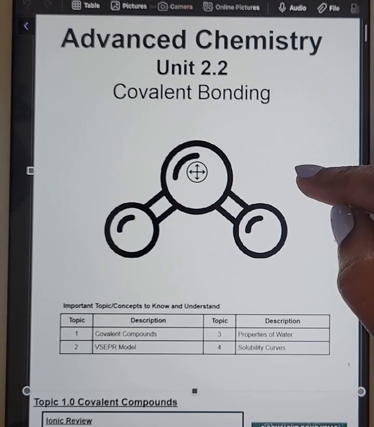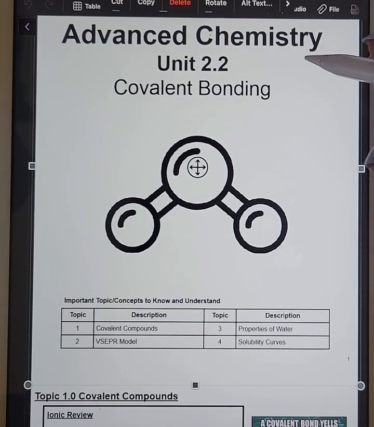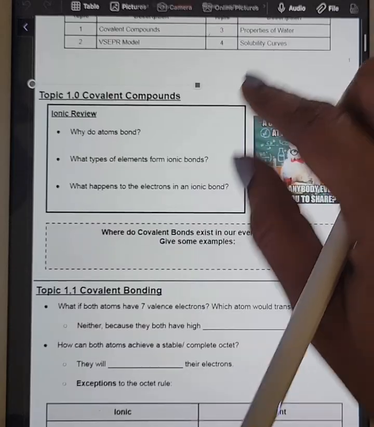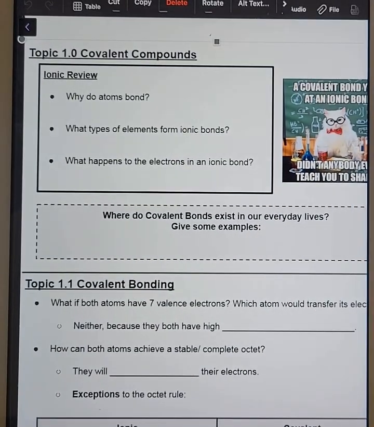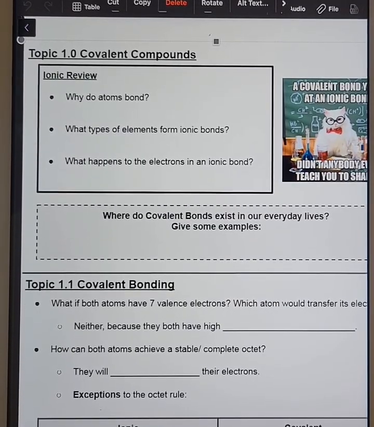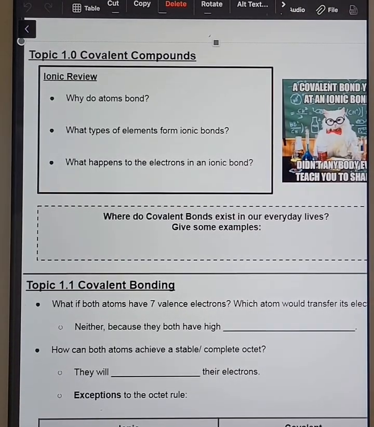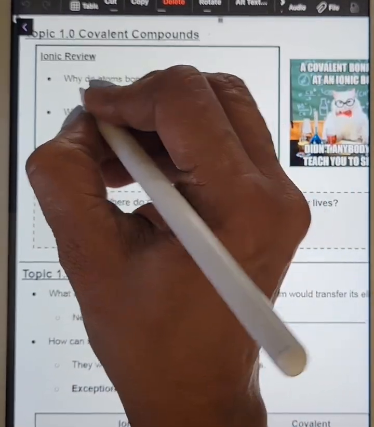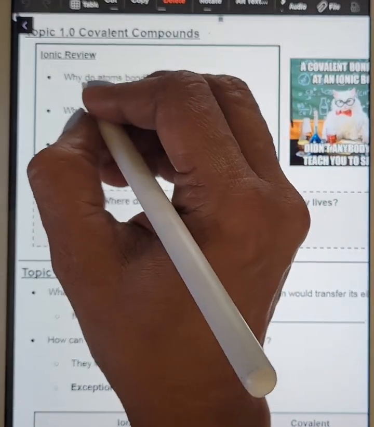Okay, let's go ahead and start the topic, which is covalent bonding. Before we start covalent bonding, let's go ahead and review ionic bonding. That's the unit we discussed last time. So why are atoms forming bonds? We know that every element needs stability by acquiring 8 electrons in their valence shell.